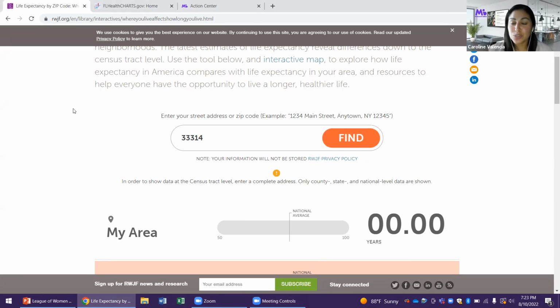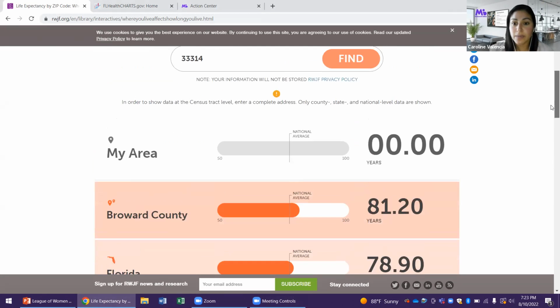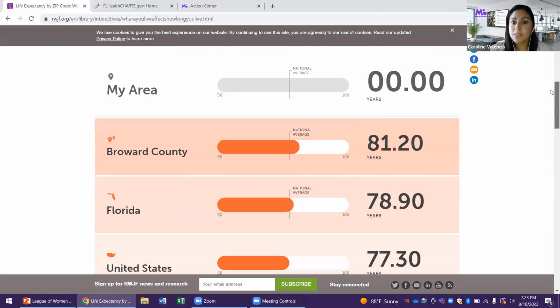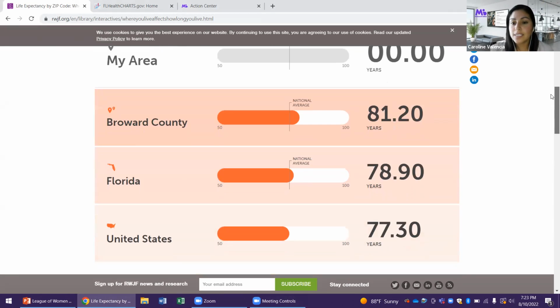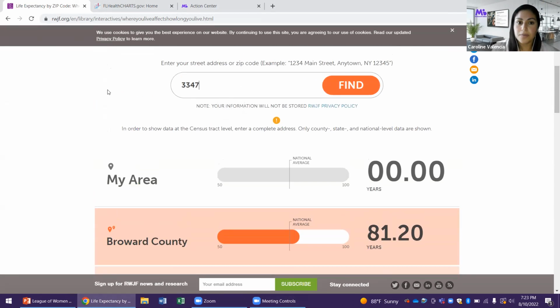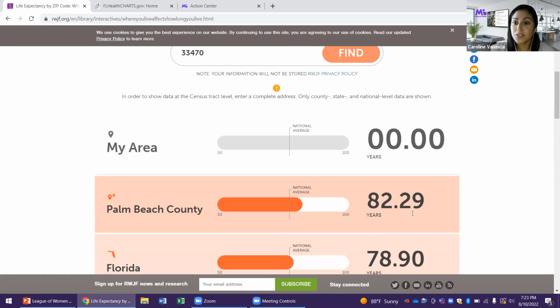So as I mentioned, it's a tool by the Robert Wood Johnson Foundation, Life Expectancy by Zip Code. So you just put in either your zip code or your address, and then you can see what the life expectancy is. So the life expectancy in Broward County, since I didn't put a full address, it's just the county, it's 81.2 years. You look at Florida, Florida is about 78.9, and the US is 77.3. Now, if I do it to my current zip code, I gain a whole year, 82.29. And that's just one county over.